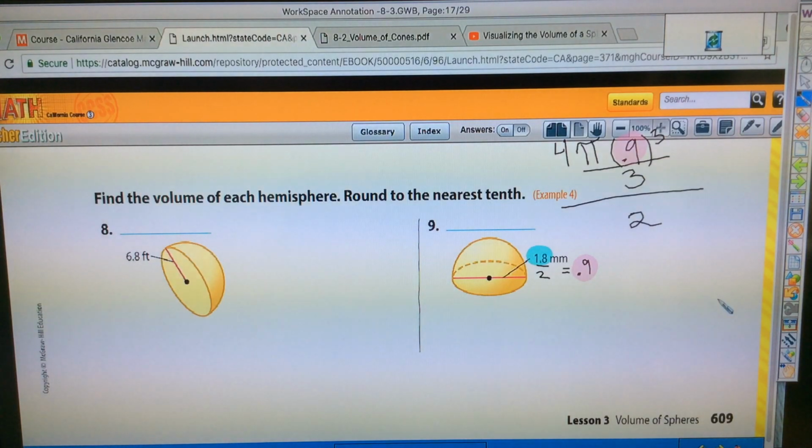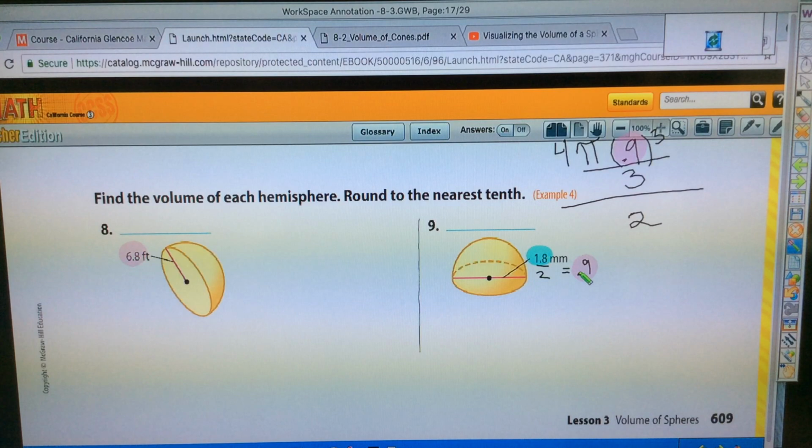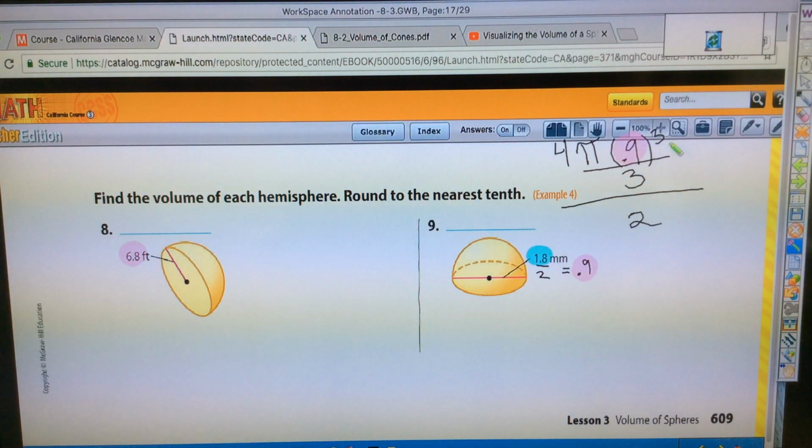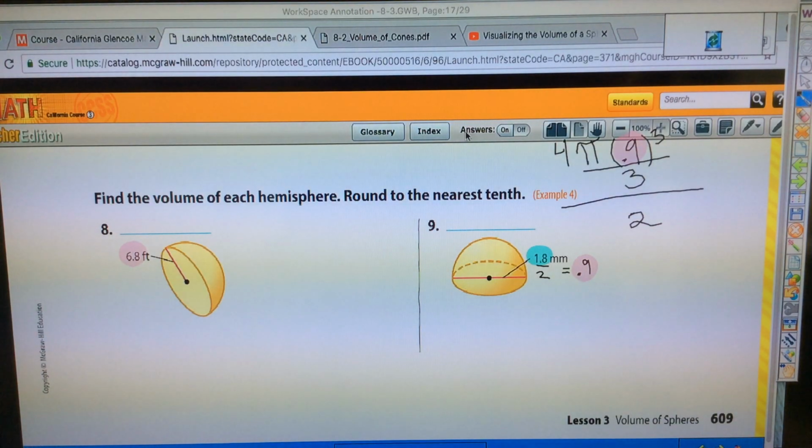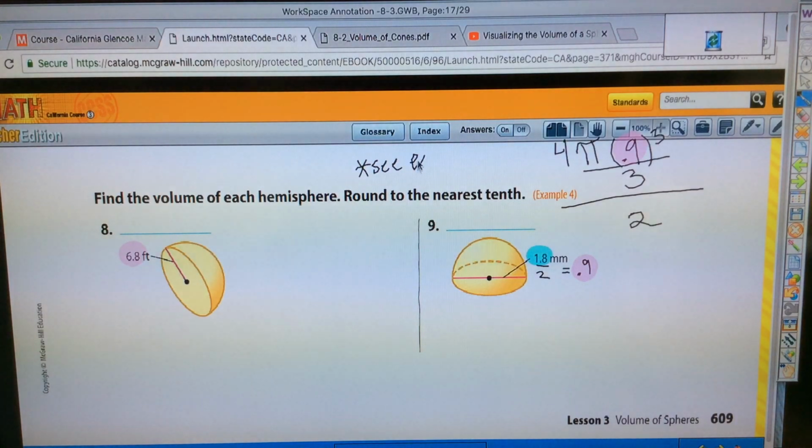8's giving you the radius. 9 is giving you the diameter. Cut it in half to get the radius. Go ahead and plug it in. So you're going to say 4 pi times 0.9 cubed divided by 3 divided by 2. Okay, this is just like example E. We just did this, example E. See example E.